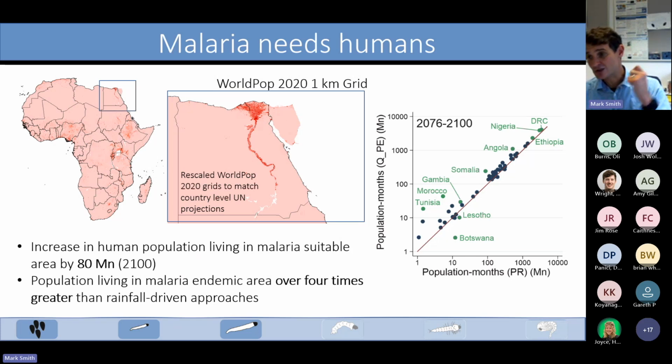So again, including hydrology actually picks these things up, and we show that the number of people estimated to live in a malaria endemic region with a transmission season of over 9 months to 2100 would actually be 4 times greater when you use hydrology as part of your predictions rather than just using rainfall.